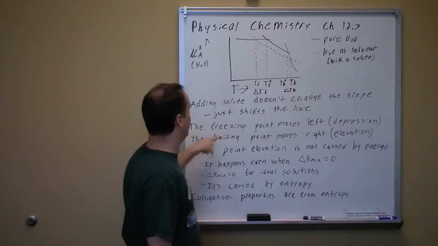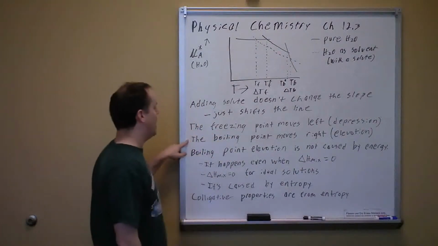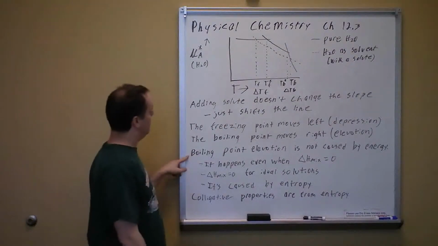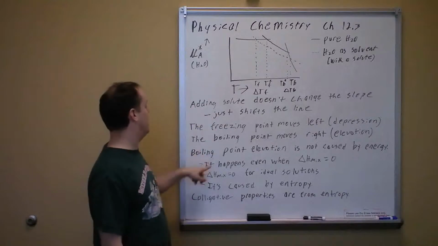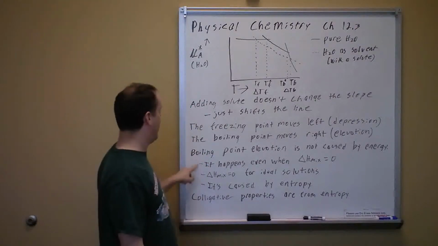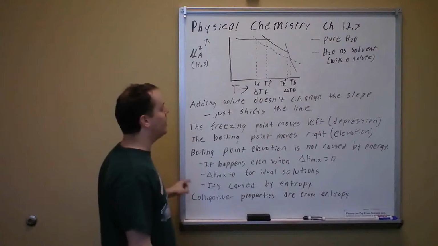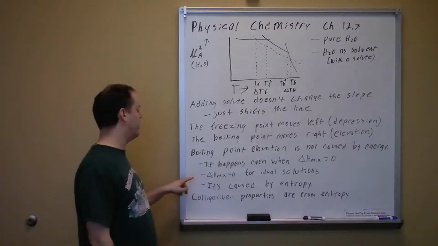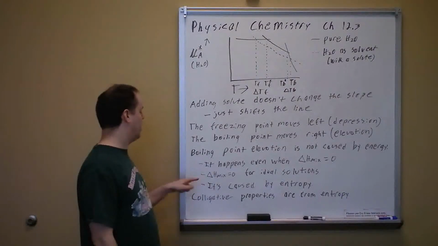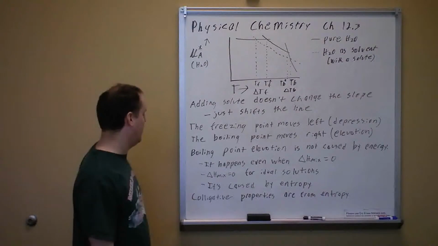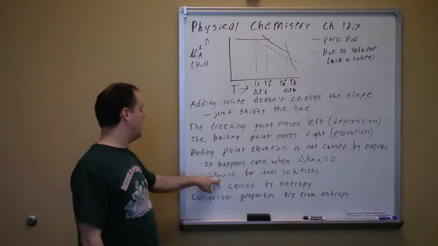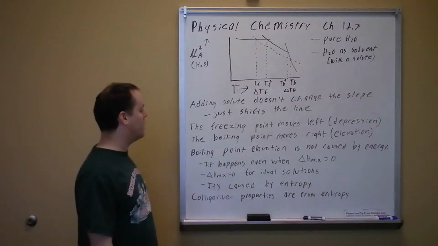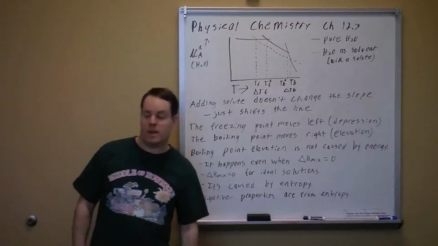Now, like I just said, the freezing point moves left, that's why it's called depression. And the boiling point, it'll move right, that's called elevation. Now, boiling point elevation, or any of these colligative properties actually, is not caused by energy. It's going to happen even when delta H mixing equals 0. In fact, we know for an ideal solution, delta H mixing is equal to 0. Think of mixing inert gases. They're, generally speaking, going to mix. So, if it's not caused by energy, it must be caused by entropy. And it turns out all four colligative properties we're talking about are caused by entropy. They have nothing to do with energy.